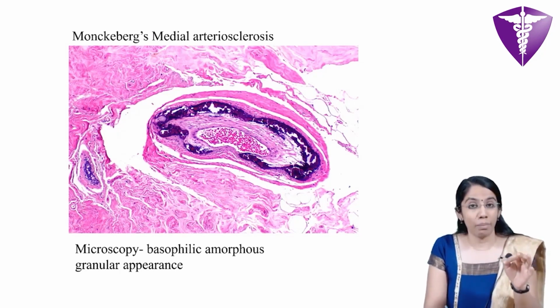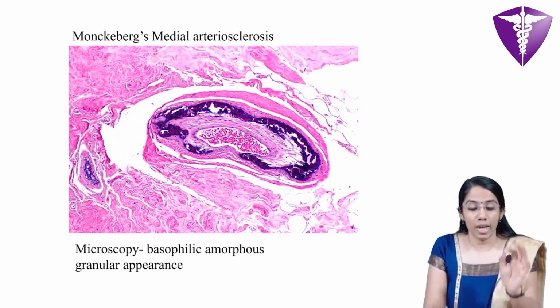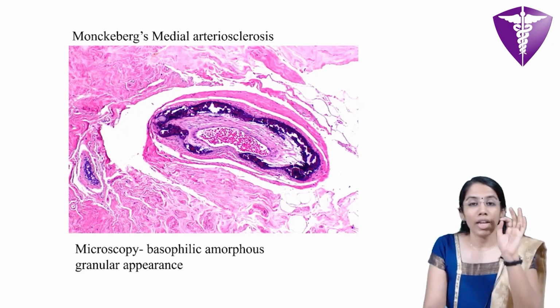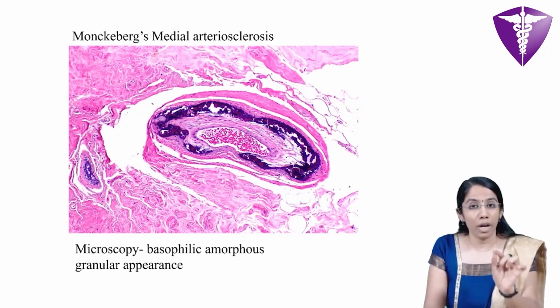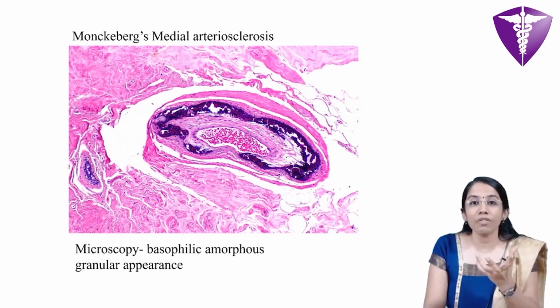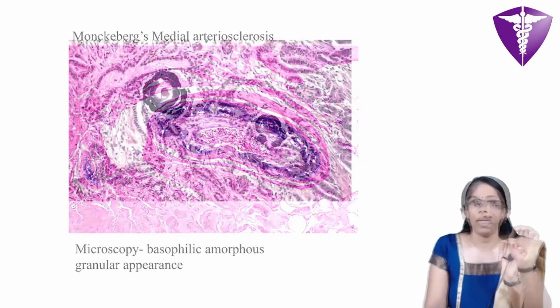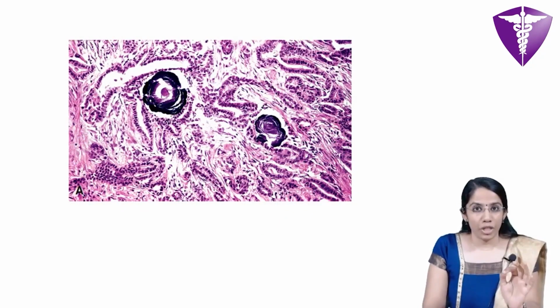This is an example of Monckeberg's medial arterial sclerosis. In the vessel, as we know, there are three layers: tunica intima, media, and the outermost adventitia. In Monckeberg's arteriosclerosis, calcification occurs in the medial layer of the vessel. It especially occurs in old age. So this can be asked as a question.